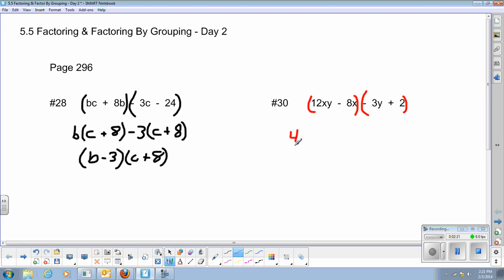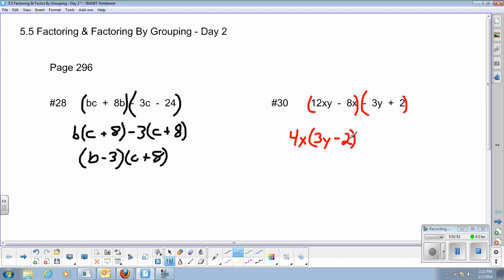So I'm going to have a 4 outside the parentheses. Both of these terms have a common factor of x, so I'll have an x outside of parentheses. So if I do 12xy divided by 4x, 12 divided by 4 is 3. X divided by x leaves 1, so I won't put anything in here. And there's a y here, so I have to put a y in my term inside the parentheses. Negative 8x, my apologies, divided by 4x. Well, 8 divided by 4 is 2. X divided by x is 1, so I'll write it this way.